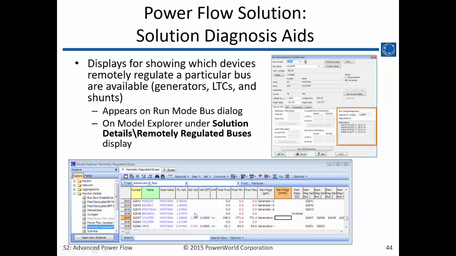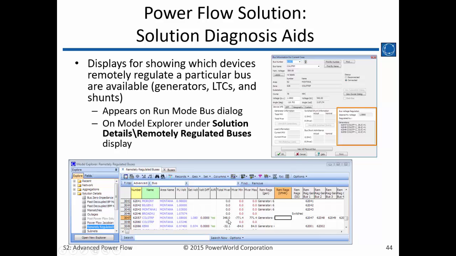You can also see that information in the Remotely Regulated Buses table, which is under Solution Details in the Model Explorer. If you click on Remotely Regulated Buses, it will list a bus that is being remotely regulated, and it will tell you what devices are remotely regulating it. So in this example, it will list the remotely regulating generators here. If you were to expand this out, you would see a list of more, and it also lists them out here as well. So you'll see the list of generators that are regulating the voltage at this bus.